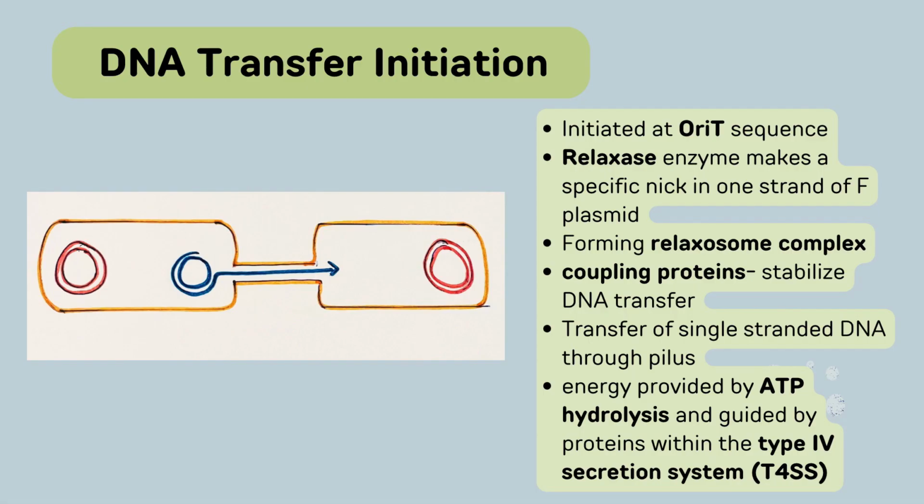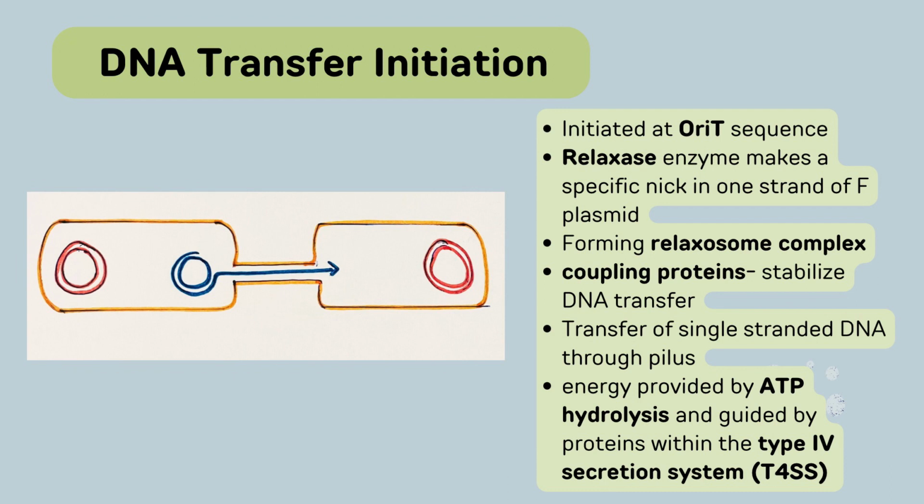As we have already said, the F plasmid contains ORI-T sequence, origin of transfer, a specific DNA sequence where the transfer process initiates. Relaxase enzyme recognizes ORI-T and makes a specific single-stranded nick in the plasmid DNA at the site. Upon nicking, relaxase remains covalently attached to the 5' end of the nicked strand of plasmid DNA, forming a relaxosome complex. Relaxosome complex includes other proteins that assist in DNA processing and transfer, such as coupling proteins that stabilize the interaction between the pilus and the recipient cell.